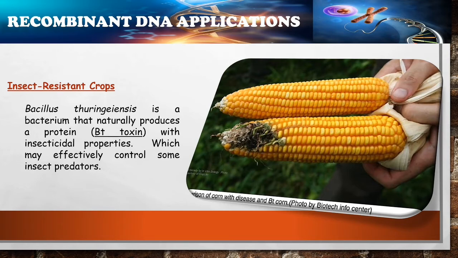Insect-resistant crops. The bacterium Bacillus thuringiensis has been applied to crops as an insect control strategy for many years, and this practice has been widely adopted in agriculture and gardening. Recently, plants have been developed that express a recombinant form of the bacterial protein, which may effectively control some insect predators.